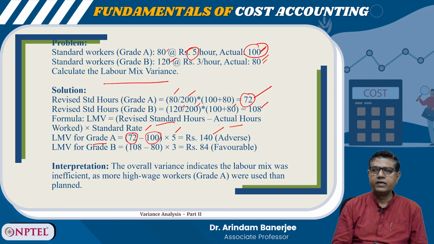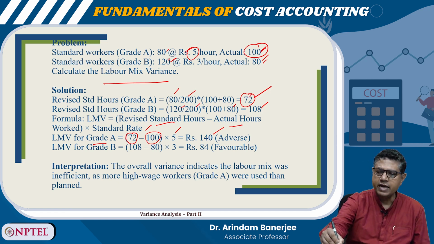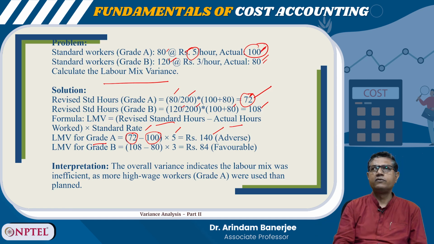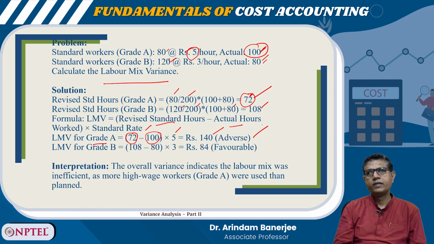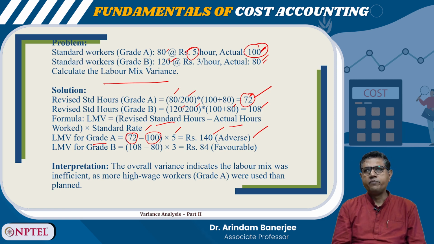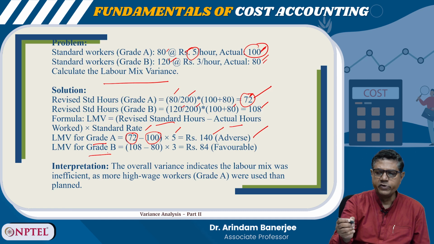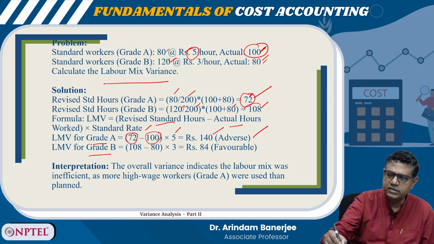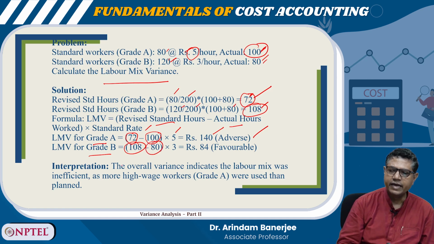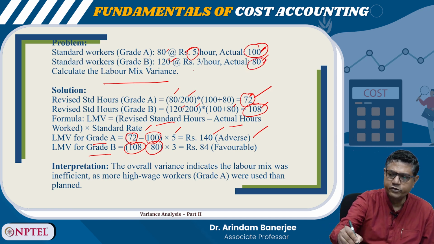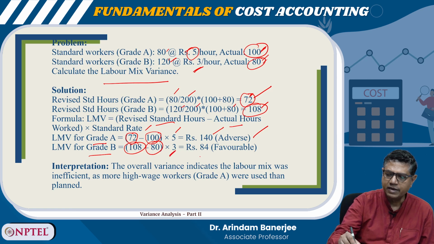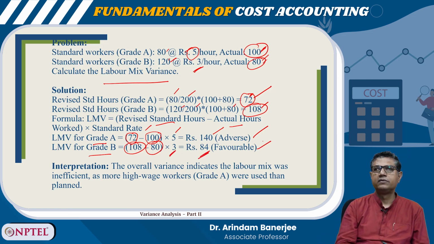But here you see the standard hour is 72 and the actual hour is 100. That means actual hours are more than the standard hours. So, it is adverse. Fine. Similarly, for grade B workers, we can do it like this. Revised standard hours is 108 minus 80, right? 80 is actual, coming from here, right? Into 3 per hour, so it is coming to 84, favorable, right.